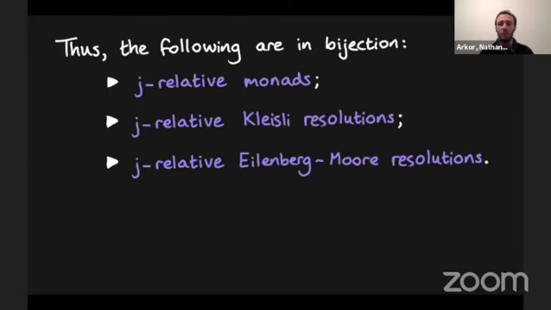So from the universal properties of the Kleisli and Eilenberg-Moore adjunctions, we have the following in bijection: J-relative monads, J-relative Kleisli resolutions, and J-relative Eilenberg-Moore resolutions. And by resolution, I mean a pair of functors L and R that are J-relative adjoint to one another and composed to give a monad, and have the initial and terminal universal properties. So in this talk in particular, we're going to focus on just these first two.